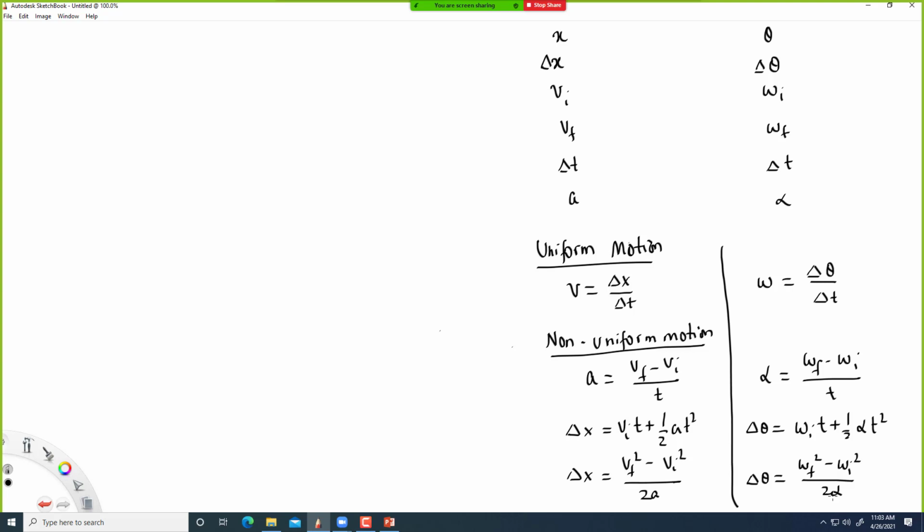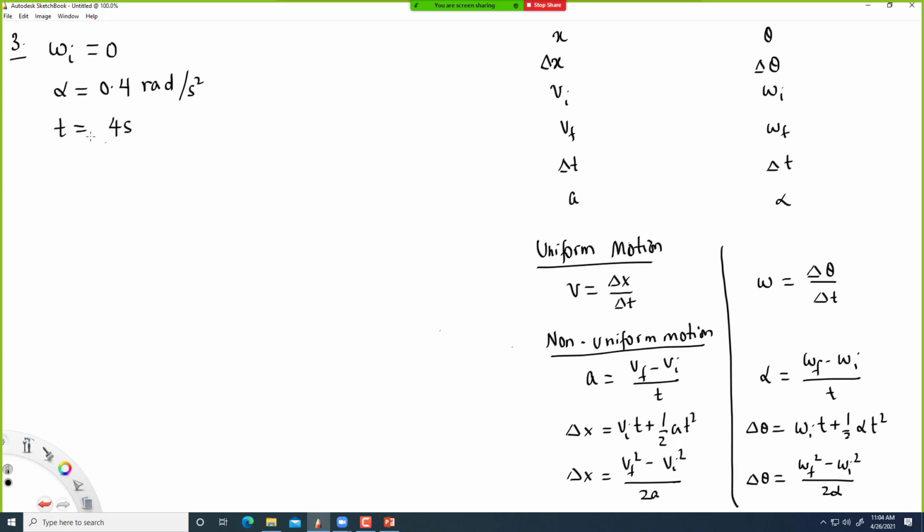Let's see what the question is asking. The merry-go-round starts from rest, so that means the initial velocity of the merry-go-round is 0, omega initial is 0. It accelerates at an angular acceleration of 0.4 radian per second squared. So angular acceleration is given, 0.4 radian per second squared, and it accelerates for a time of 4 seconds. And then for the next 10 seconds, it rotates at constant angular velocity.